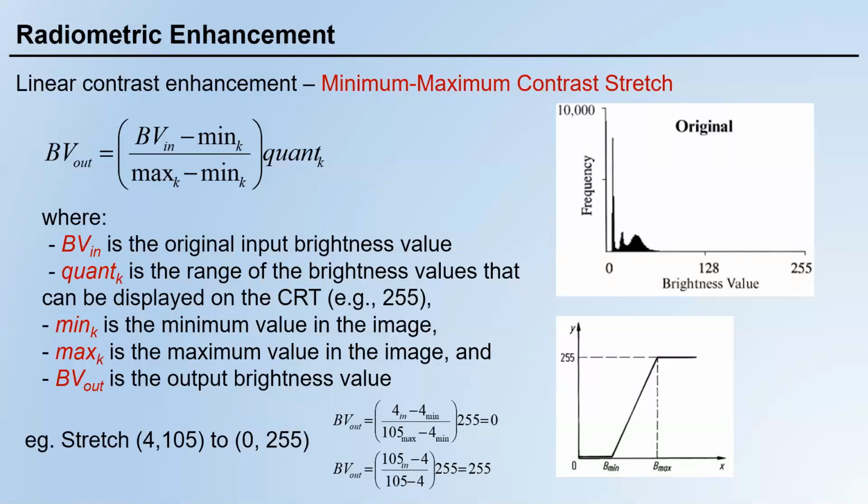Every pixel will be rescaled from a range from 4 to 105 to another range, which is from 0 to 255. So this linear enhancement process, or specifically the min max contrast stretch process, is a projection from the original brightness value range to another range you want. It's just that simple.